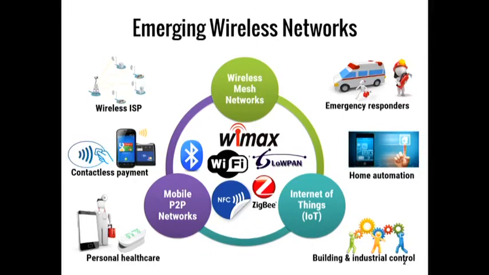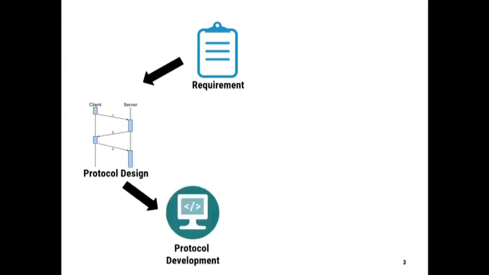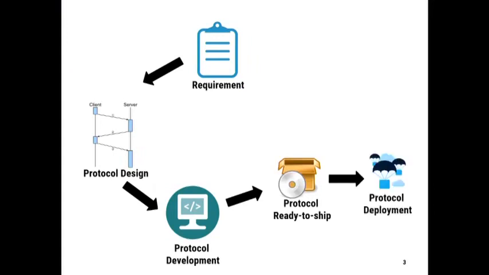Like traditional wired networks, the core of these wireless networks also consists of several communication protocols. Let me show you the development lifecycle of a network protocol. It usually starts with a list of requirements. Then the designer comes up with the protocol design, which is followed by the development phase. And once the implementation is ready, it is shipped for deployment.